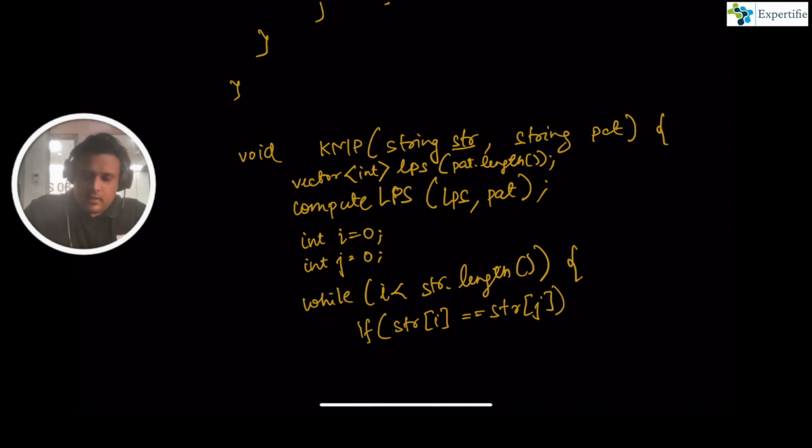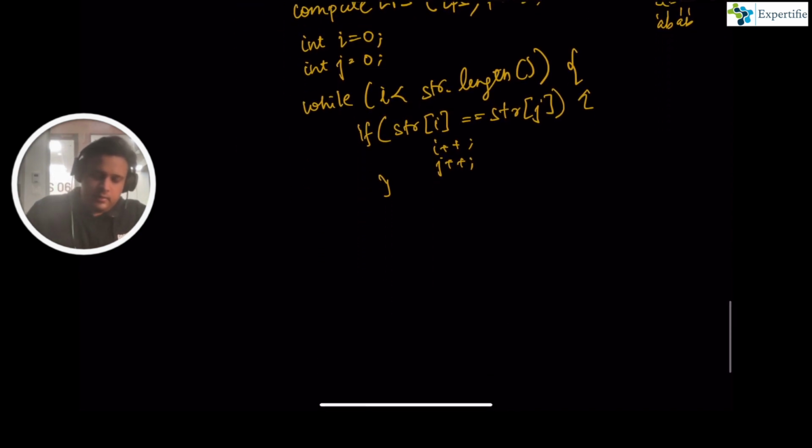Okay, so this is basically AB. Sorry, AB. So the moment they are same, we keep i plus plus, j plus plus. When they are same, we keep incrementing them. And the moment, okay, leave some space here, we'll come back, I'll tell you why.